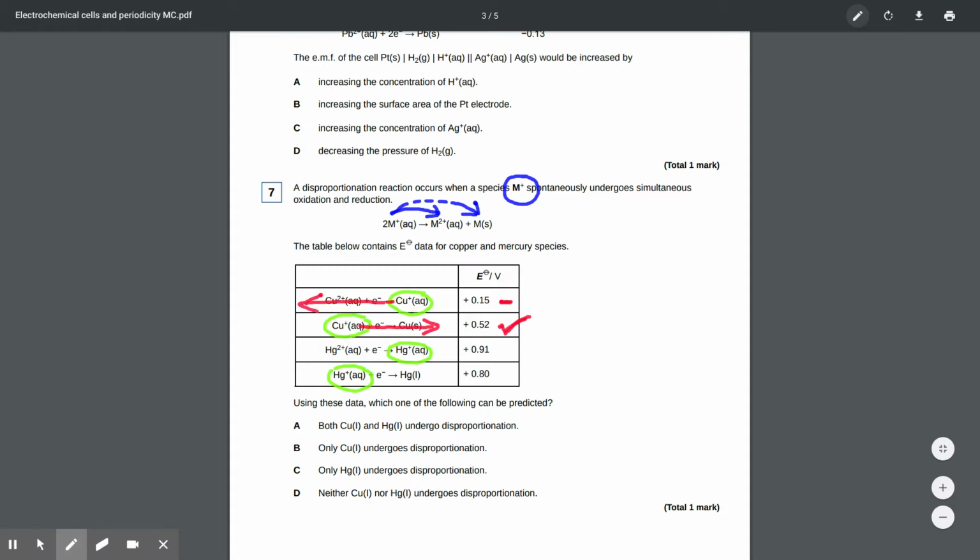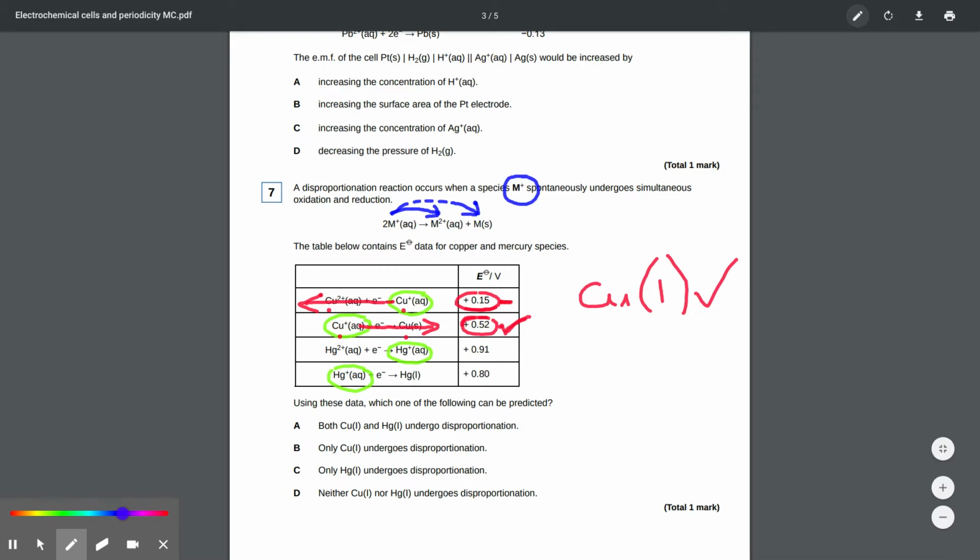It is true that you can say that copper 1 plus will generate copper metal. At the same time, copper 1 plus will also generate copper 2 plus, because this more positive voltage will force this less positive voltage to go in the reverse reaction. So in that situation, copper 1 plus is correct. That will undergo disproportionation.